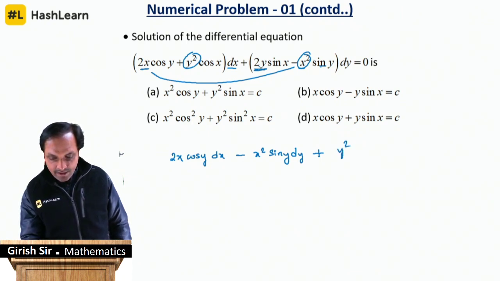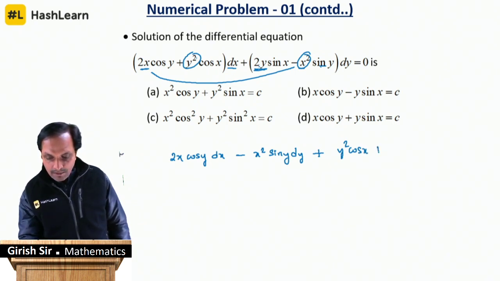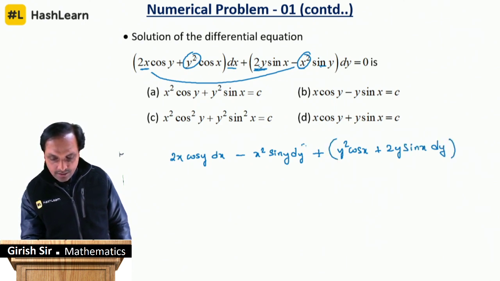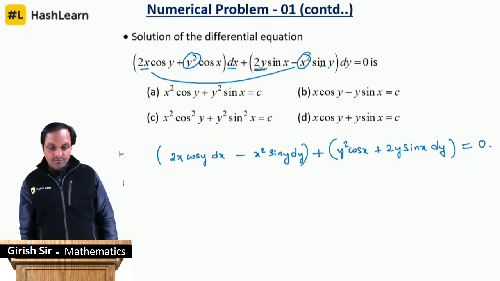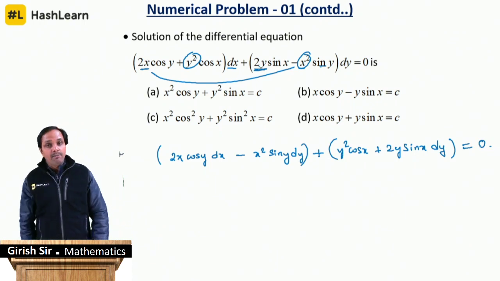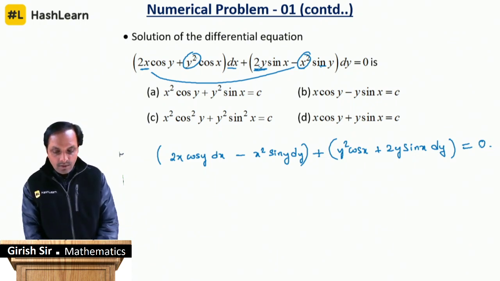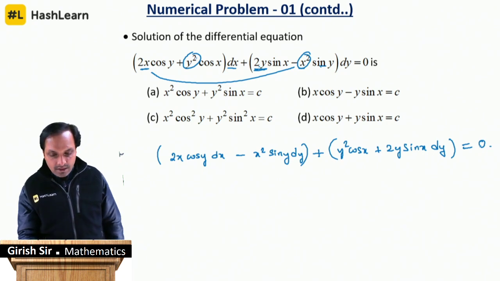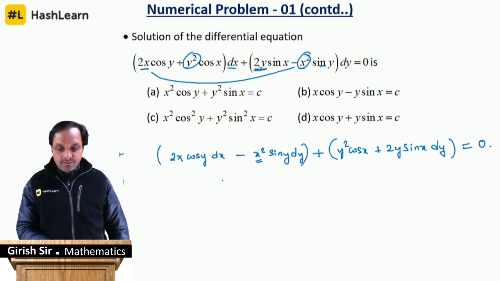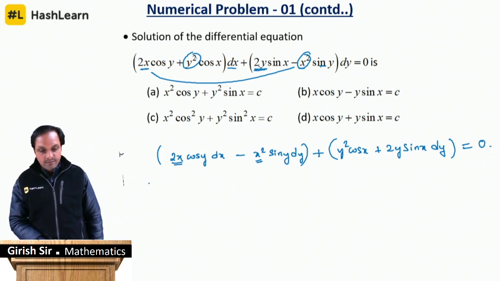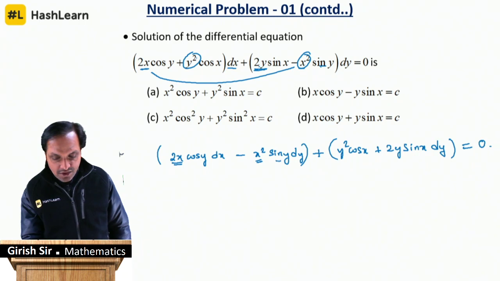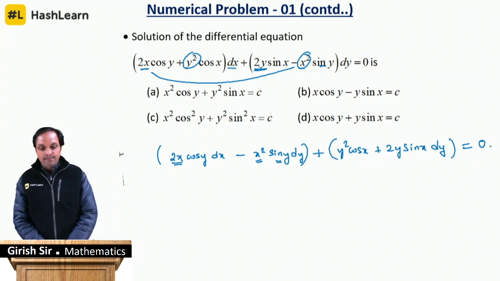This is y square into cos x plus 2y into sin x dy. So this is one part I am making, and the remaining as the other part I am making. Chalo. You know that what is the differentiation of x square? Differentiation of x square is 2x, and differentiation of sin y is cos y, okay?